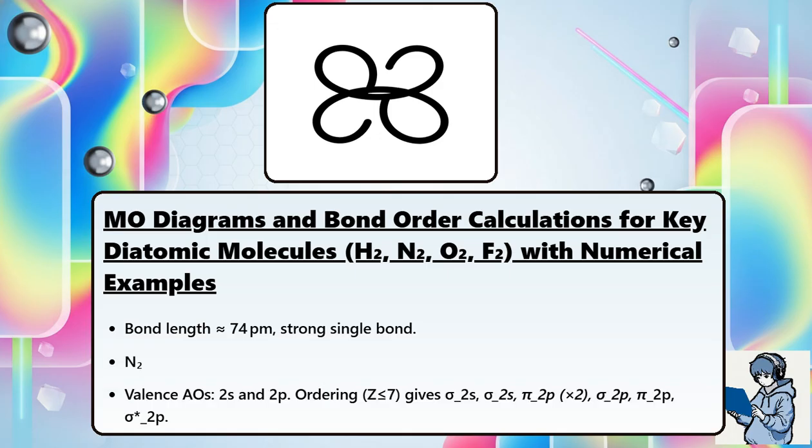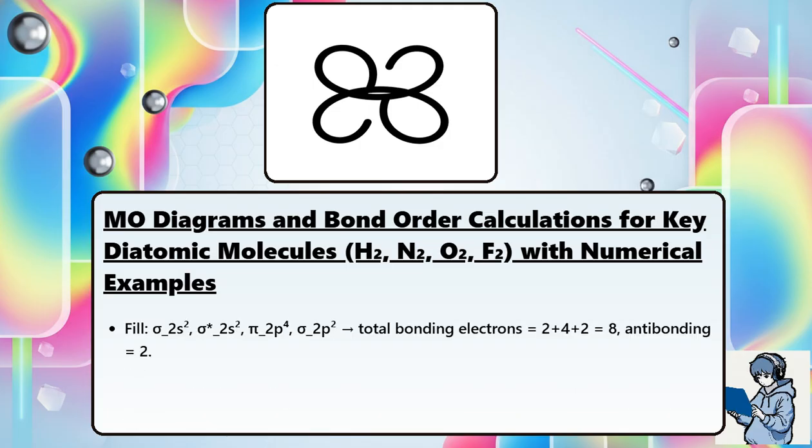N2. Valence AOs: 2s and 2p. Ordering for Z less than or equal to 7 gives sigma 2s, sigma star 2s, pi 2p twice, sigma 2p, pi star 2p, sigma star 2p. Fill sigma 2s squared, sigma star 2s squared, pi 2p to the fourth, sigma 2p squared. Total bonding electrons equals 2 plus 4 plus 2 equals 8, antibonding equals 2. BO equals (8 minus 2) divided by 2 equals 3, a triple bond. Bond length approximately 110 picometers, very strong.